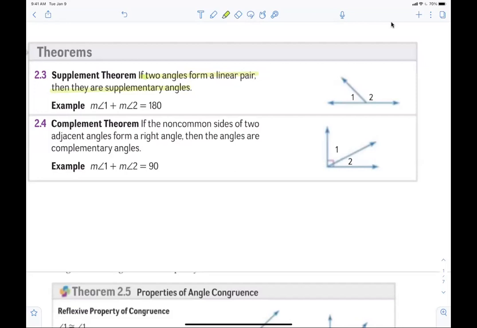All right. And the same thing with the complement theorem. If the non-common sides of two adjacent angles form a right angle, then the angles are complementary. So these are what's referred to as the non-common sides. This and this are the non-common sides. Again, the complement theorem: if two angles form a right angle, then they add up to 90 degrees. That's not that difficult.